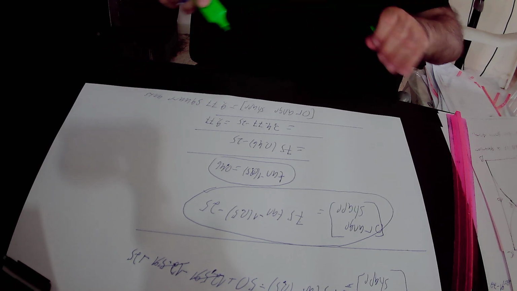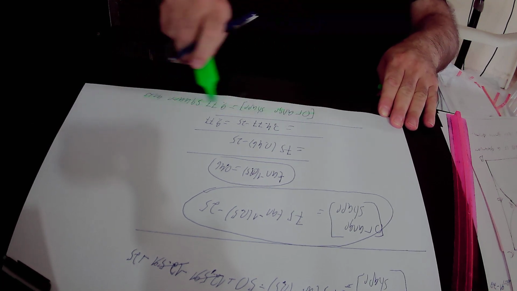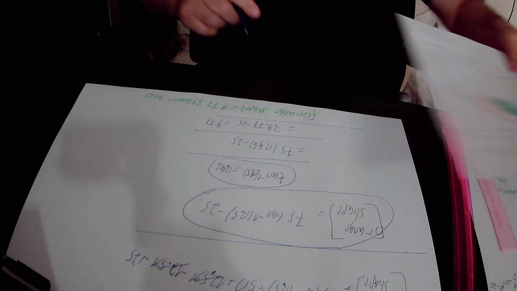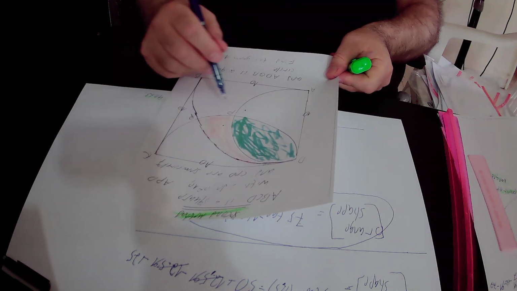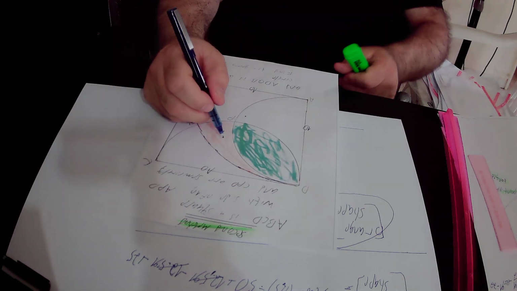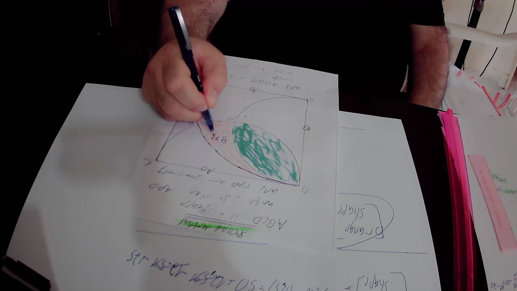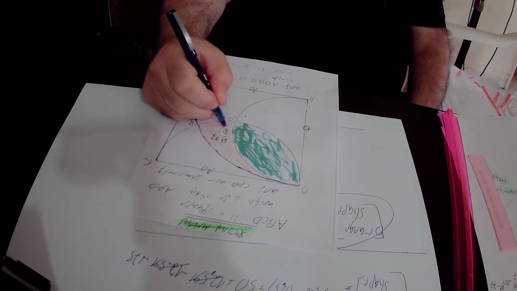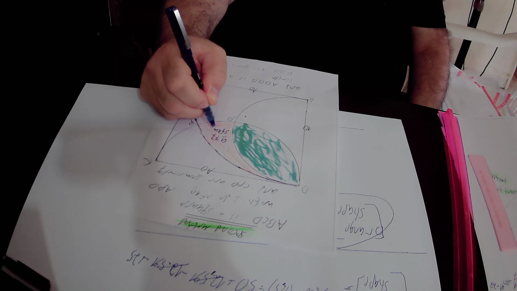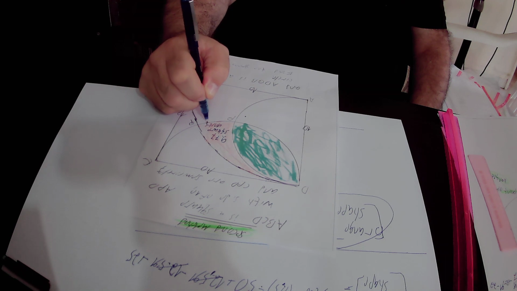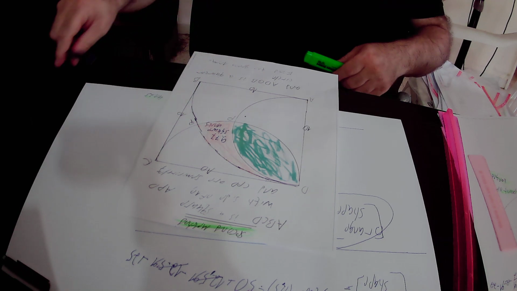Okay. Here, the area of this orange shape is equal to 9.77 square units. We finished with the first method.